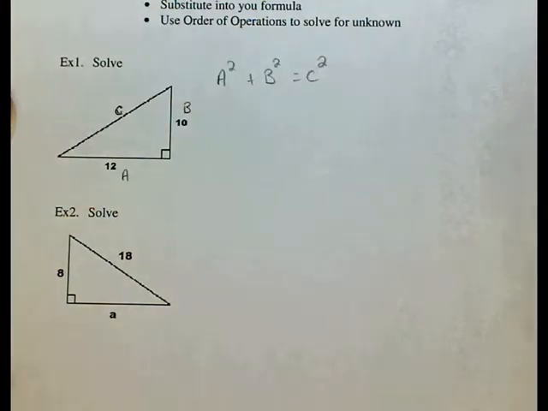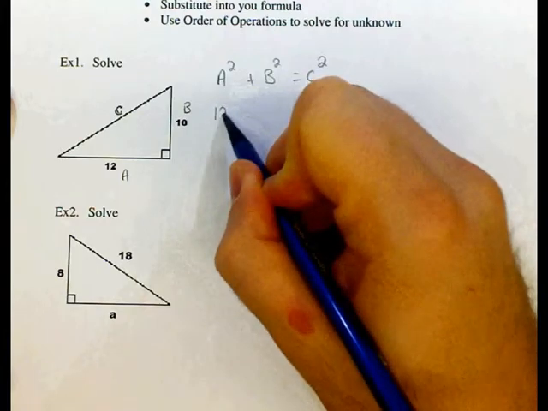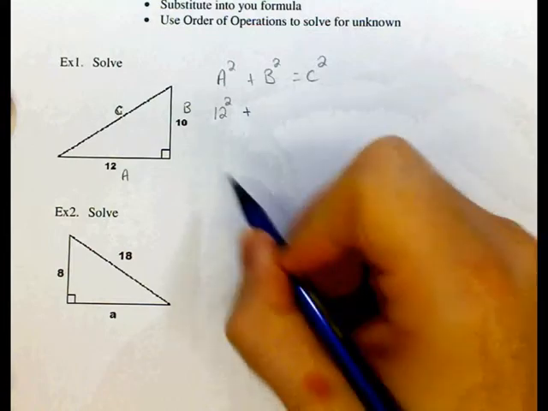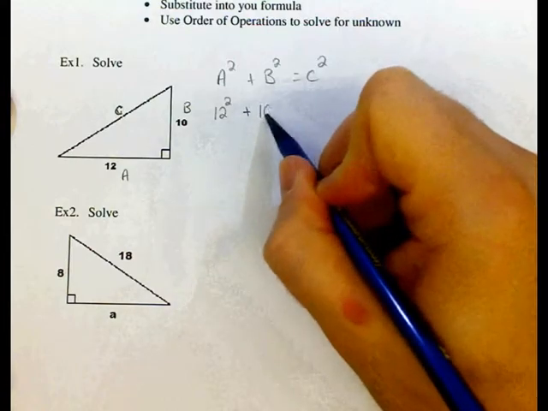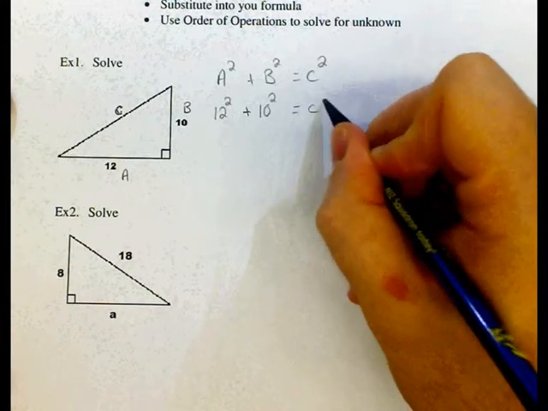Substitute into my formula. My A is 12. So I'm going to take 12 squared plus my B, which is 10 squared. And this is going to equal C squared.